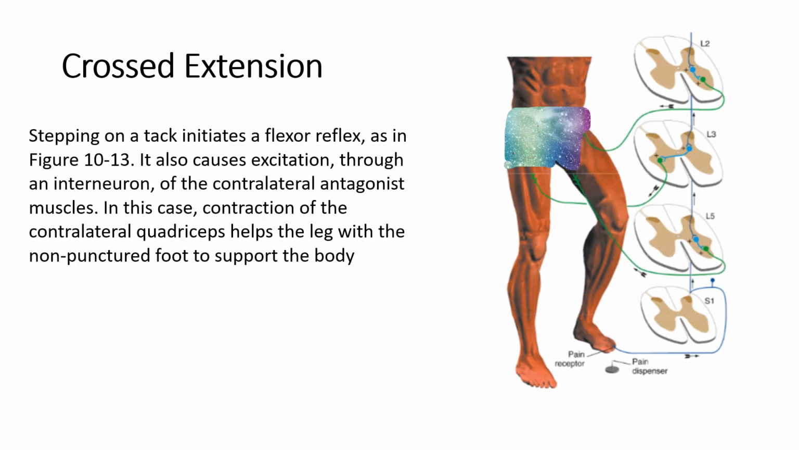Crossed extension, so we're going to flex that one side, but we have to jump back onto the other leg in order to really get off of that tack safely and appropriately. So stepping on the tack initiates the flexor reflex in the previous slide, but also excitation through an interneuron of the contralateral antagonistic muscles. In this case, contraction of the contralateral quads helps the leg not puncture the foot and support the body. We use agonist-antagonistic understanding of this system all the time in neuro rehab.